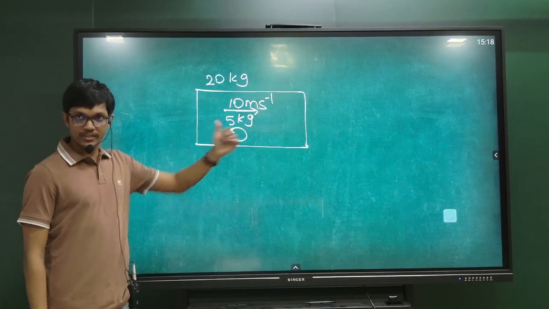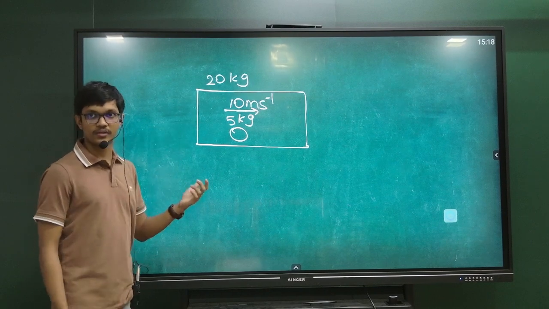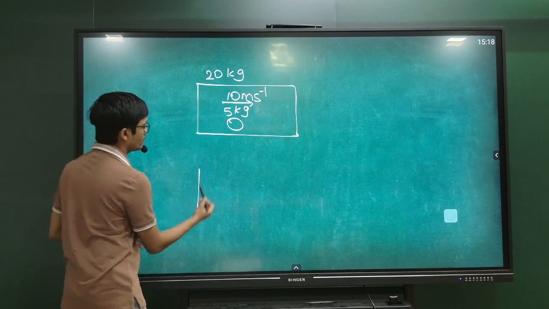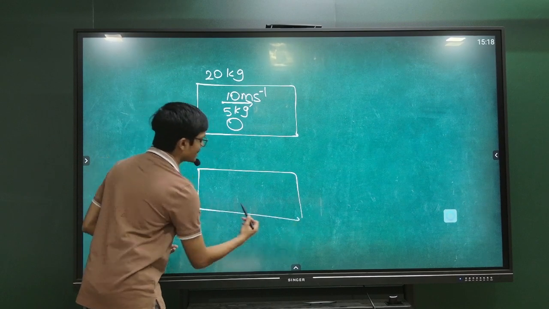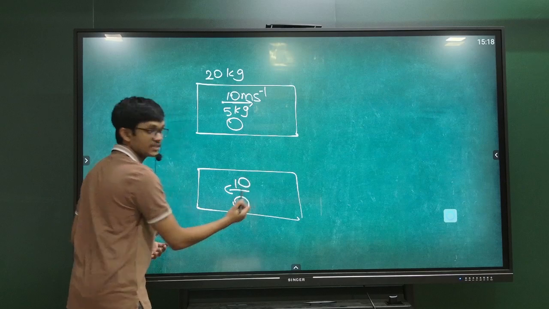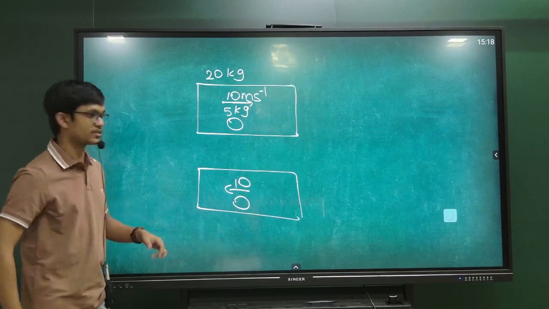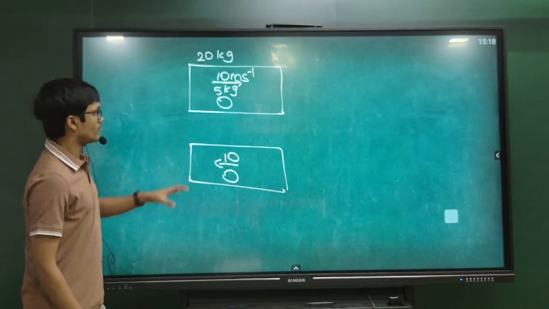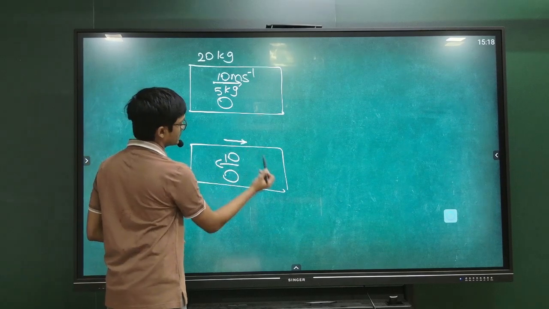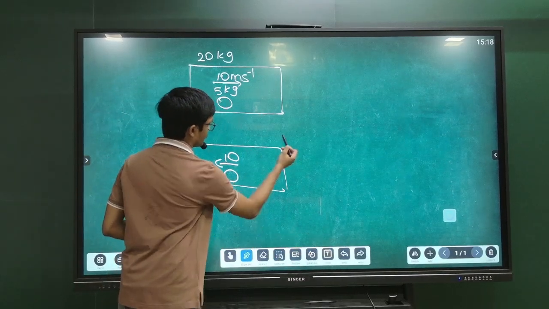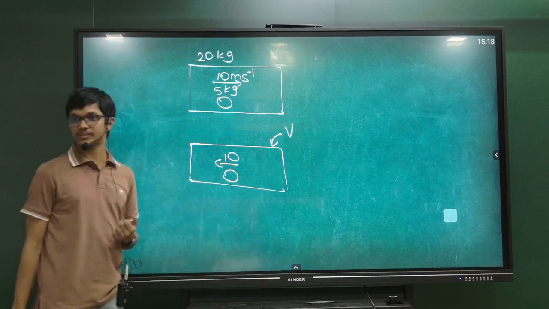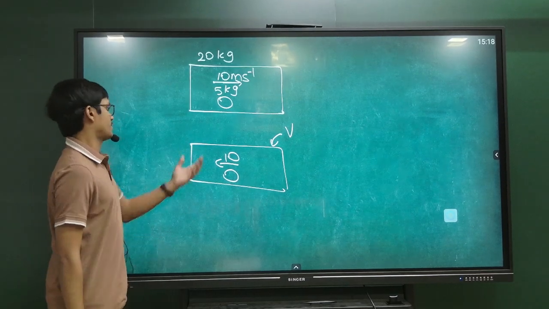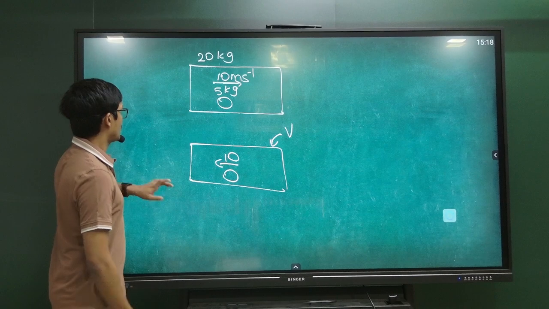Anyways, we can go with any of the directions, and after some time when we look at the system, it is moving in this direction, right? In that situation, at that moment, what is the velocity of this one? That was the question, right? Okay. So how do we get the answer? It's quite easy.